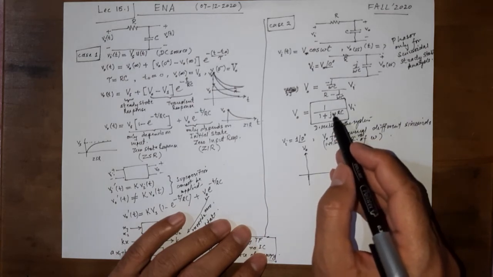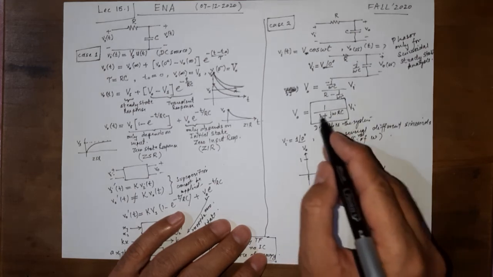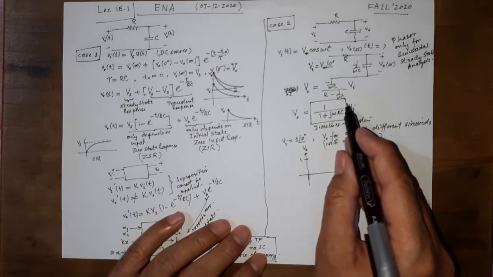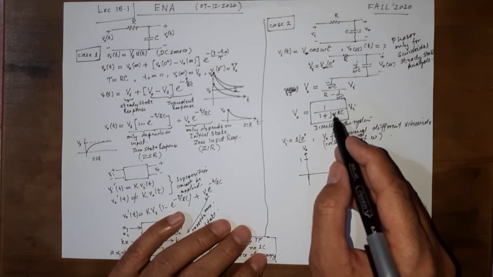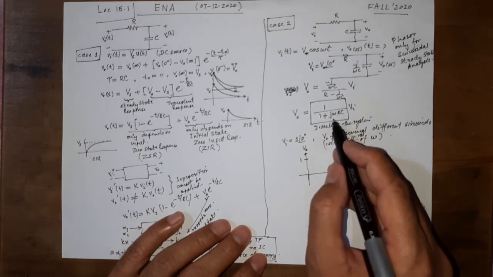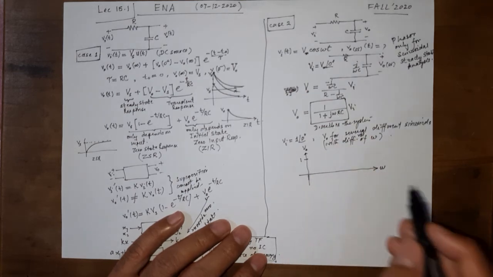So if we start from omega 0, we can see that this term is going to be 0. 1 over 1 is 1. So output, if Vi is 1, 1 into 1 would be 1. But what is going to happen if this omega is now increased? So say omega is 1, omega is 2, omega is 3. What kind of graph are we going to get?